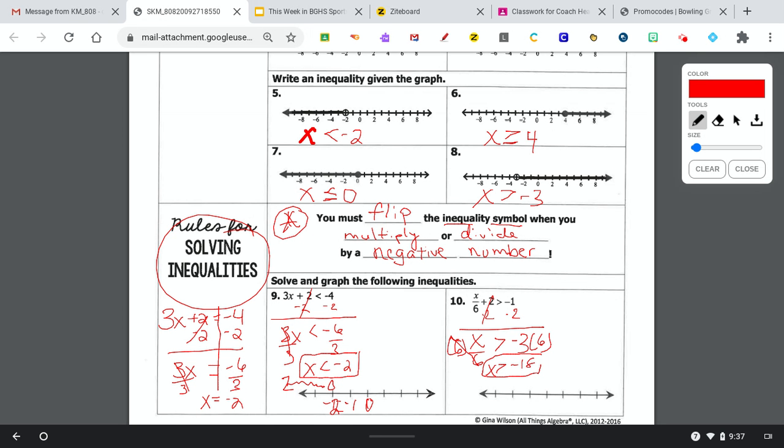And you just pretty much get to label them how you want. So I'll start here with -18, -17, -16, -15. It's open circle. And it's going to the right. And there's my graph. Okay. So then if you'll look on the next page, we'll do a couple more.